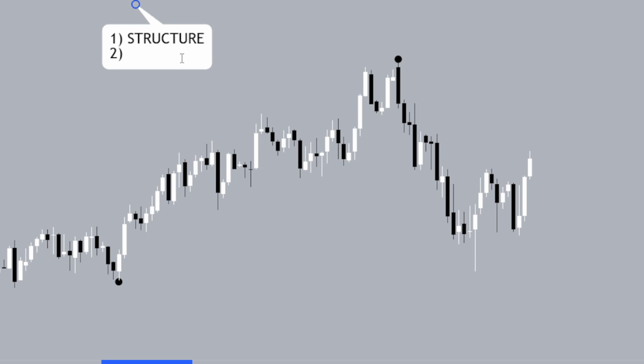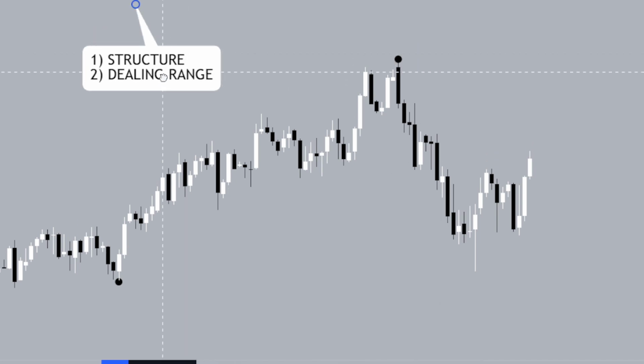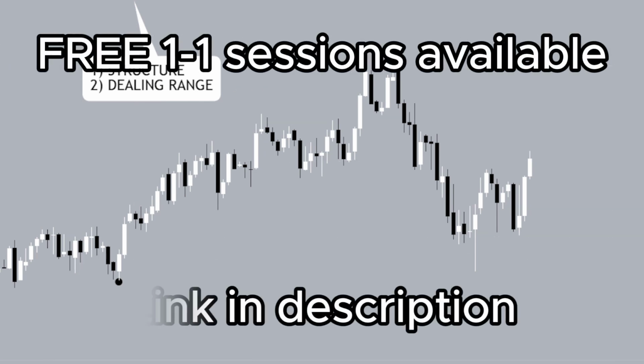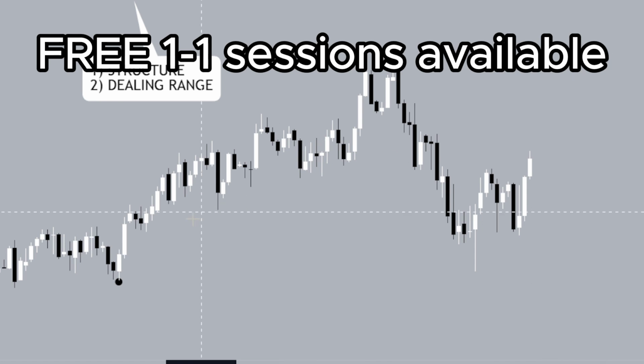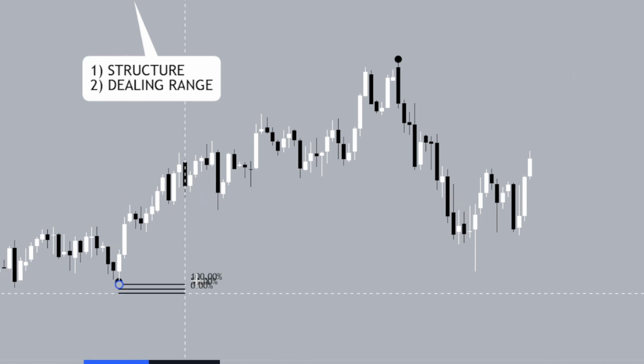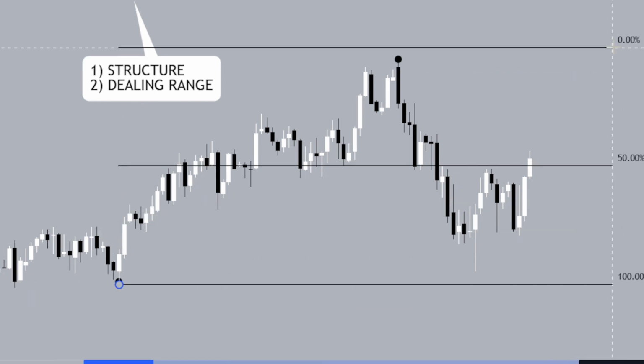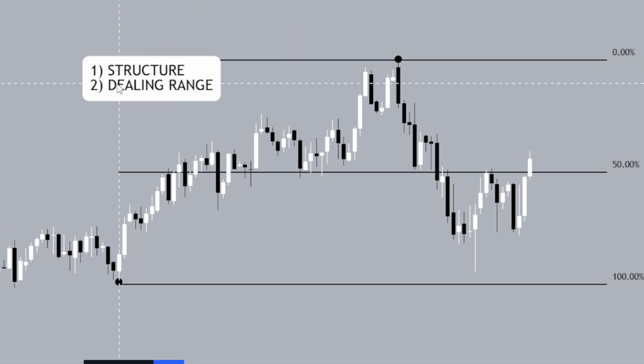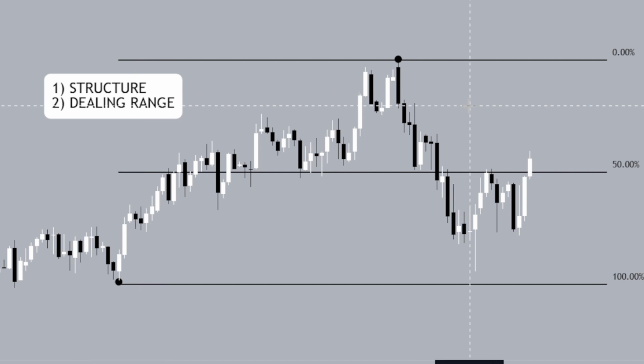Now the second thing you want to identify when it comes to creating an overall bias is the dealing range. What is the dealing range? Are we in a bullish dealing range or are we in a bearish dealing range? Well, currently as it stands, we have a bullish dealing range, and the way we signify a bullish dealing range is quite simple. We simply project the Fibonacci tool from the swing low up to the swing high like this. So this here gives us our dealing range. We have a bullish dealing range to currently work with.